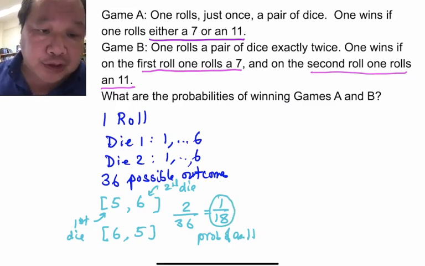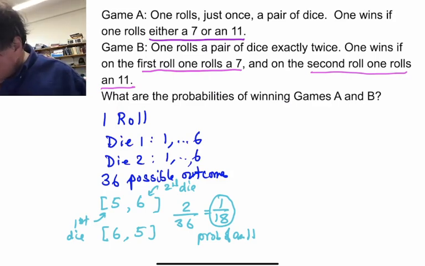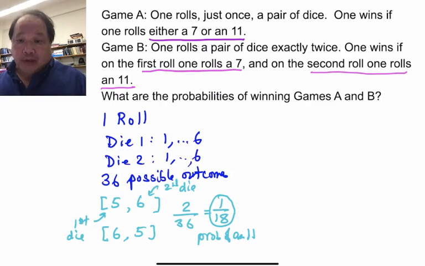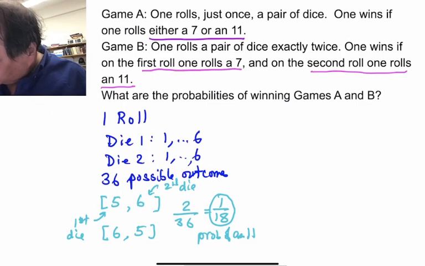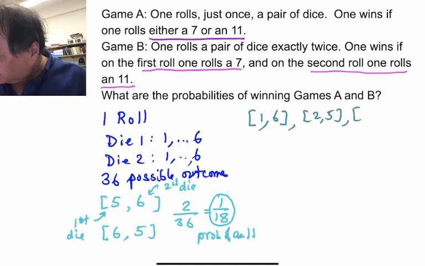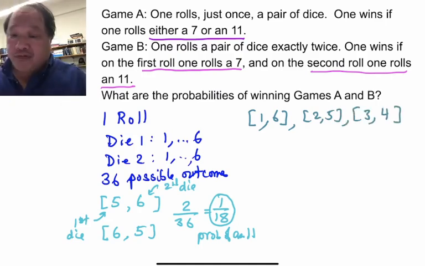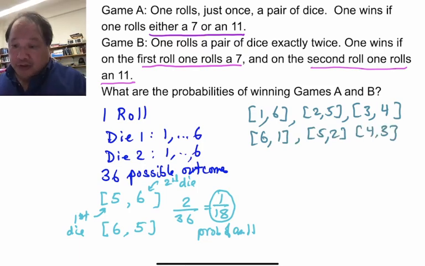Pause the video to see if you can come up with a probability of rolling a 7. Okay, so for 7, we need to figure out how many ways we can get a 7. If the first die was a 1, we could get a 7 if the second die was a 6. If it was a 2, we'd have to have the second die a 5. If we got 3 for the first die, 4 would have to be the value of the second die. And similarly, 6 and 1, 5 and 2, and 4 and 3. So there are 6 ways of doing this.